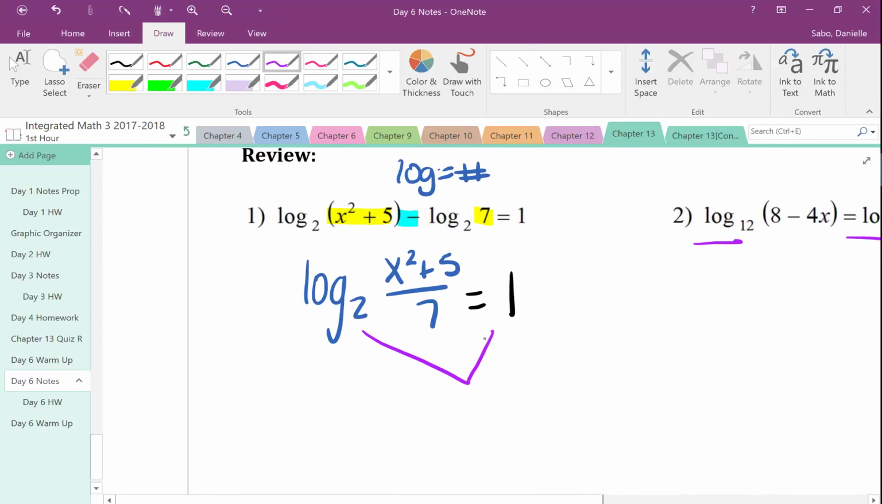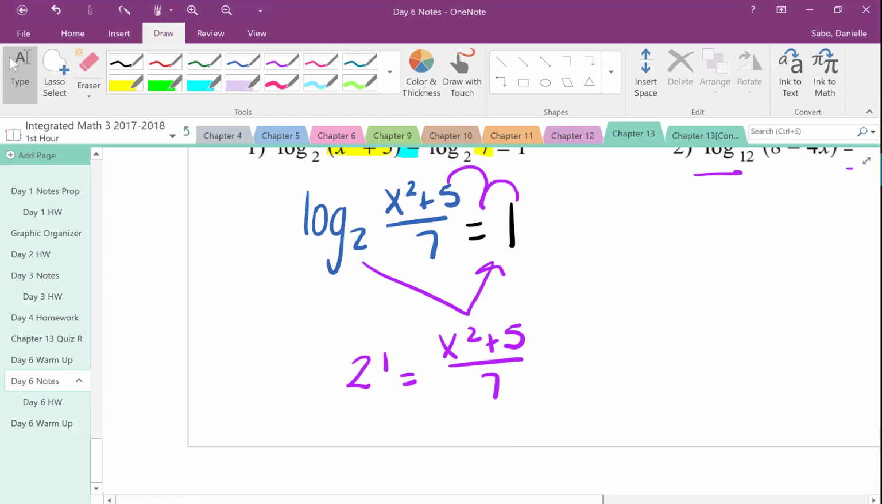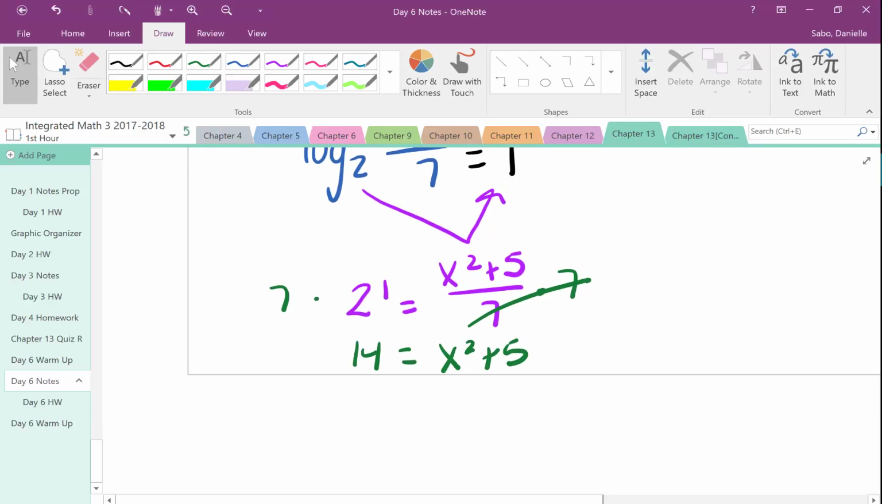So this was the heart. 2 to the first power is equal to this whole entire argument, x squared plus 5 all over 7. It's not just 3. Okay, and when you solve, you would multiply by 7 to both sides. I'd get 14 equals x squared plus 5. Second to last step here, I would do what? Subtract 14.